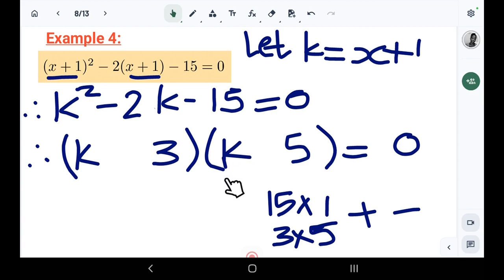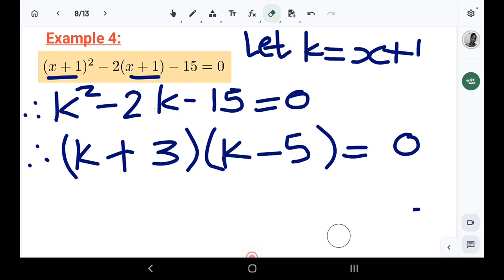So the best place to put a minus is in front of the bigger factor, because when we add them together, a bigger minus adding with a more positive will give you a resultant minus. So the sign in the middle term guides you as to where you put the minus in front of the big number. If it was plus, then you put the plus in front of the big number. Now you equate this to 0.